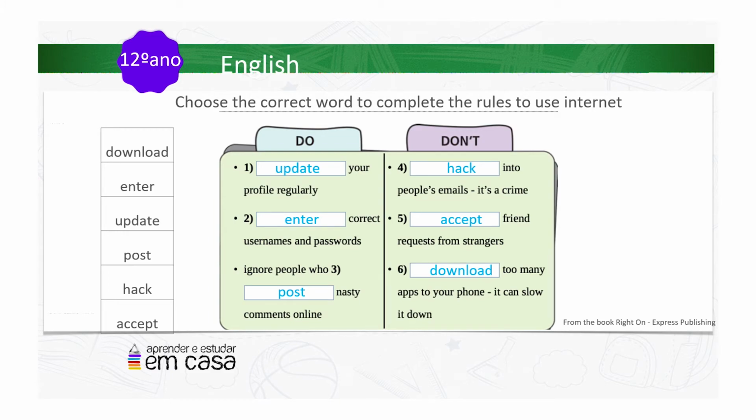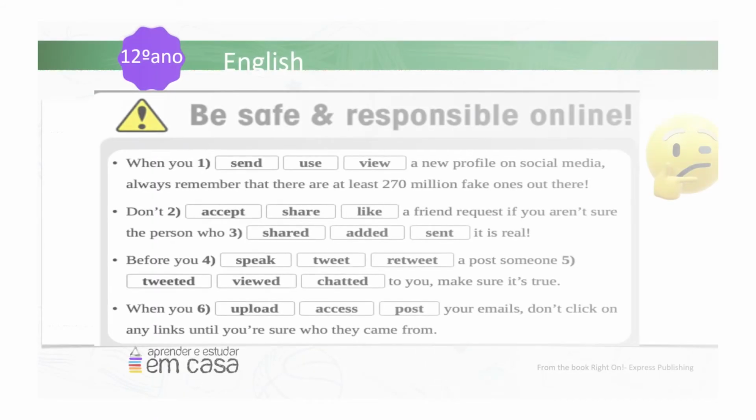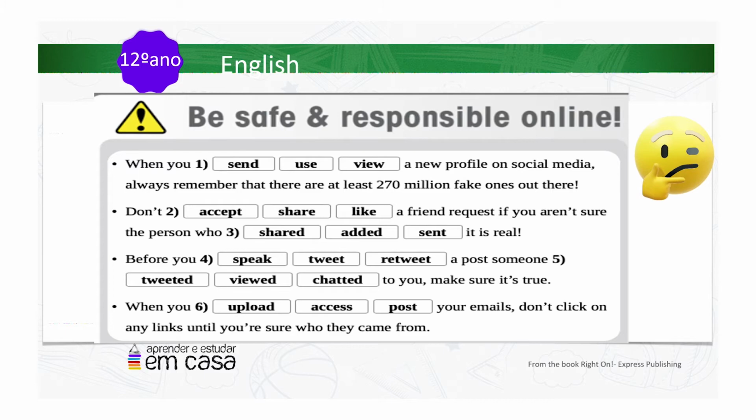Maybe they are. Now we're going to look at safety and responsibility online. To be safe and responsible online, when you view a new profile on social media, always remember that there are at least 270 million fake ones out there. So what do you think is the right word when you view? Remember, lots of fake profiles.